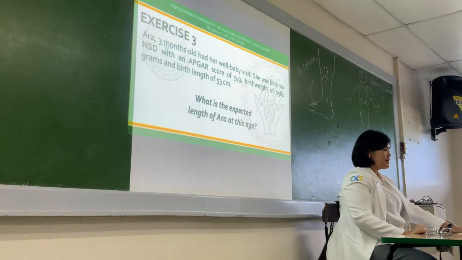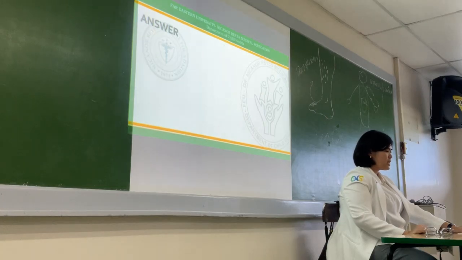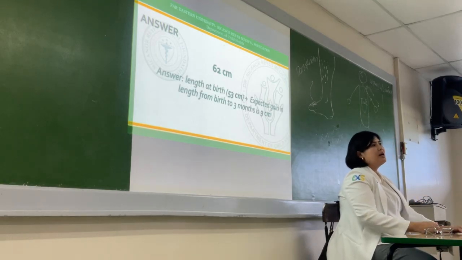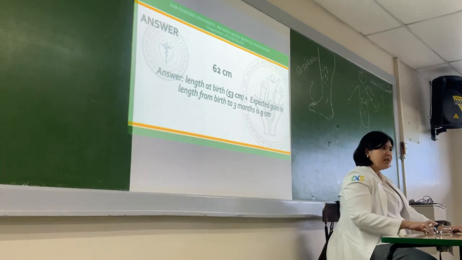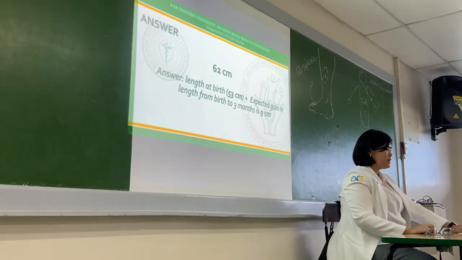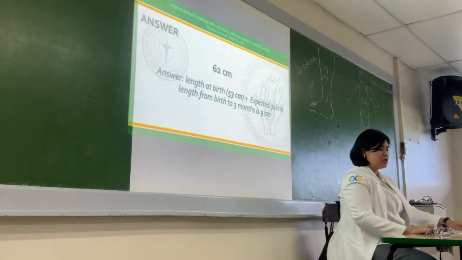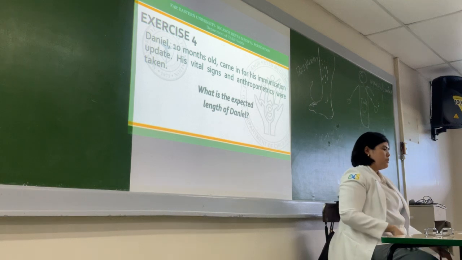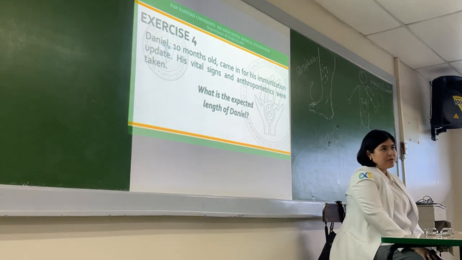This is the time to ask questions or to make receipts. Okay. It is 62 because the birth length given is 53. The expected increase in length in the first 3 months of life is 9. Okay? That's why you just add 53 plus 9. Try again. 10 months old. What is the expected length at 10 months old?